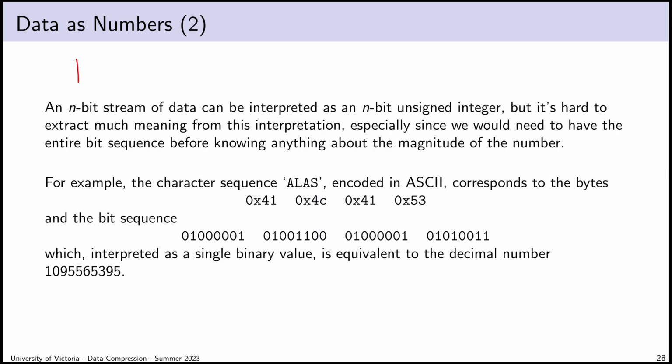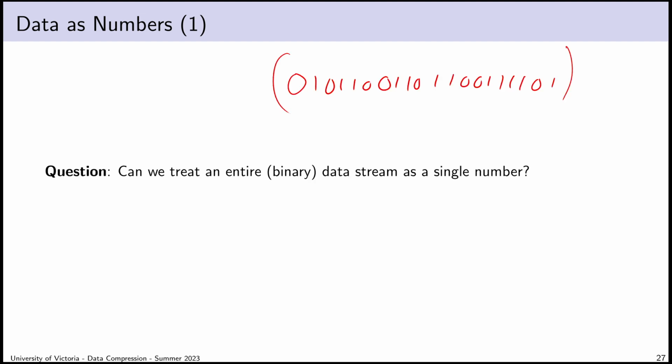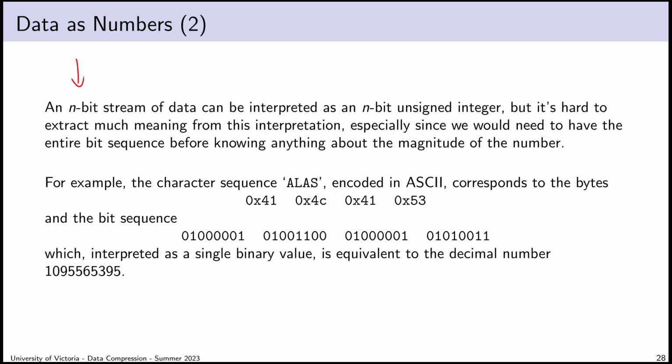If I give you a stream of data and I say this is an n-bit stream of data, here are all n bits of that stream, the problem is, the way that streams of data work is such that I usually don't know how long the stream is until I've seen the whole thing. So in general, to treat the whole thing as a number in the most obvious way, I would need to have the entire stream on hand to begin with. So I have to have the entire bit sequence before I know anything about the number.